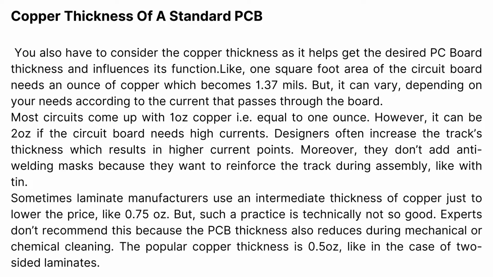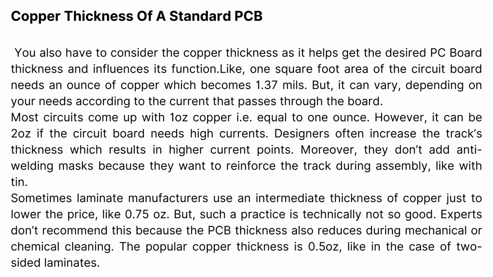Most circuits come up with 1 ounce copper. However, it can be 2 ounces if the circuit board needs high currents. Designers often increase the track's thickness, which results in higher current points. Moreover, they don't add anti-welding masks because they want to reinforce the track during assembly, like with tin.